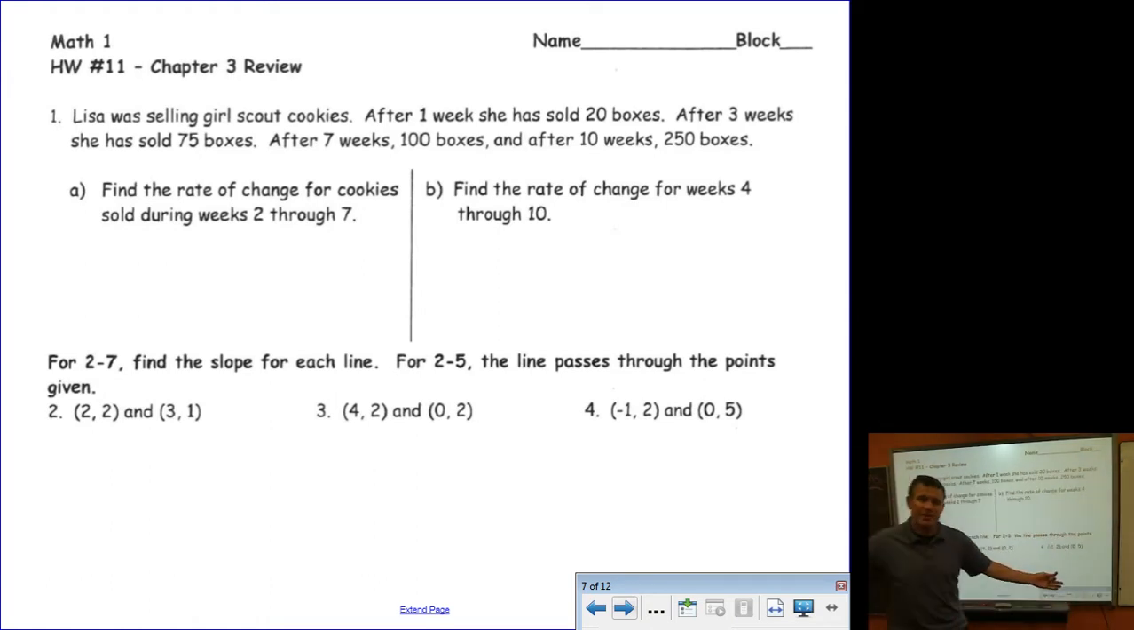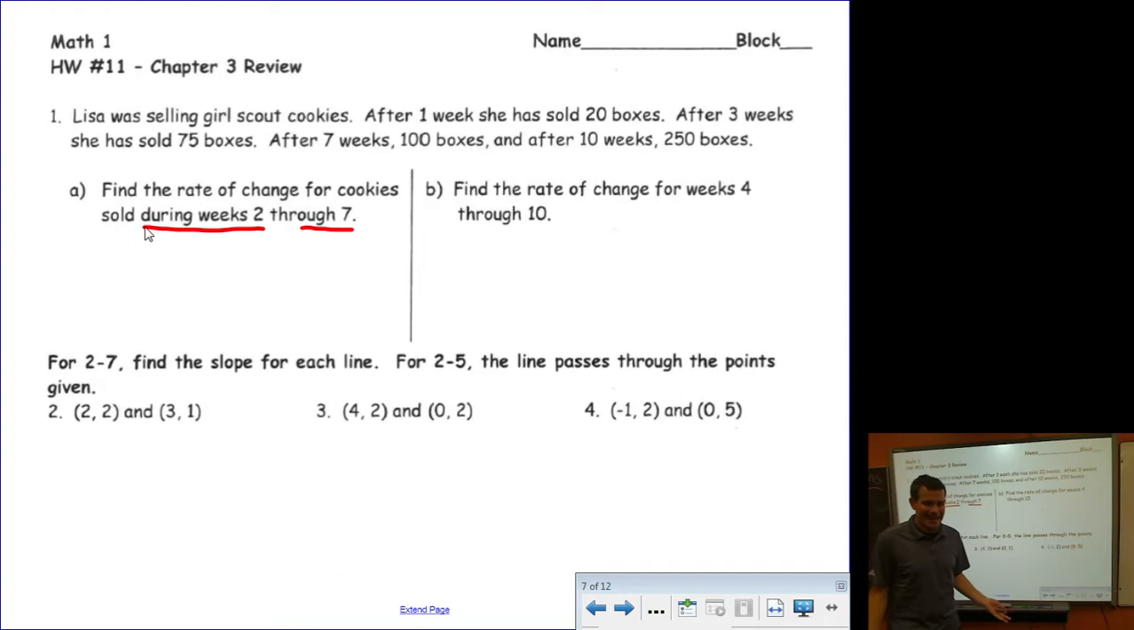I think this first problem, I'm not sure I like it too much, but here's the way I interpret it, which makes it a little difficult. It says Lisa was selling Girl Scout cookies. After 1 week, she had sold 20 boxes. After 3 weeks, she had sold 75 boxes, and after 7 weeks, 100 boxes, and after 10 weeks, 250 boxes. Find the rate of change for cookies sold during weeks 2 through 7.